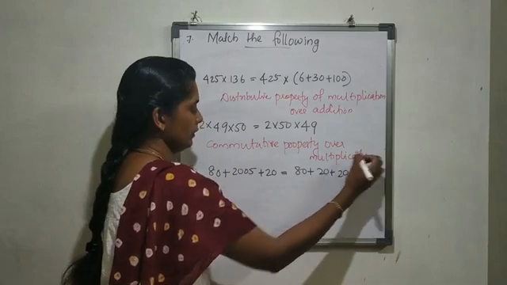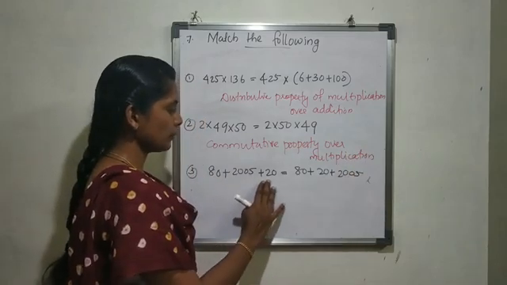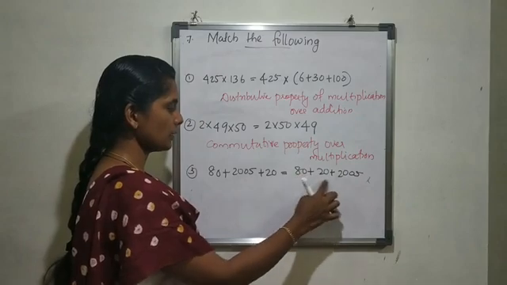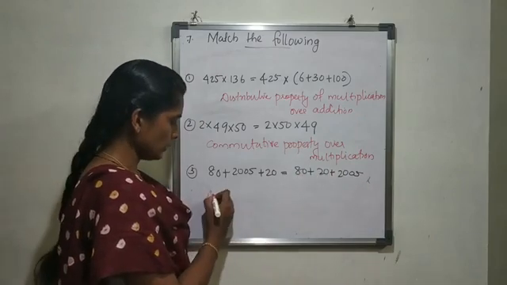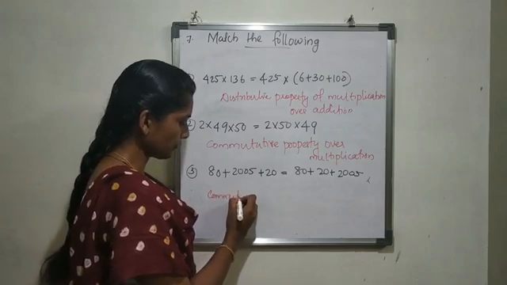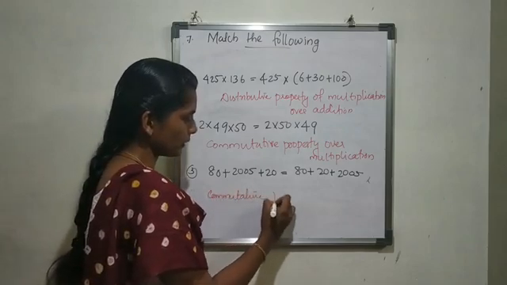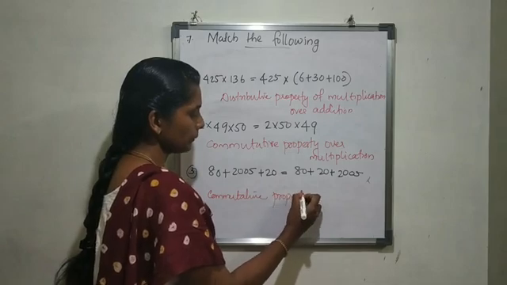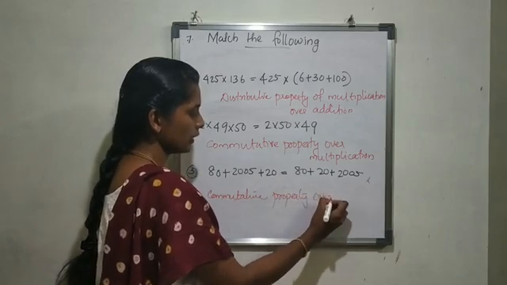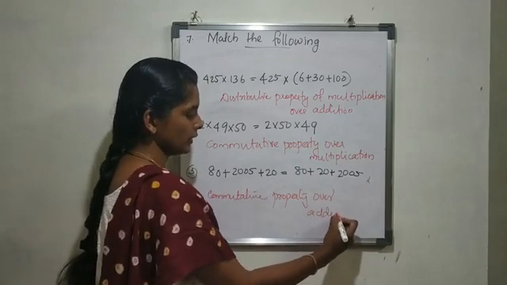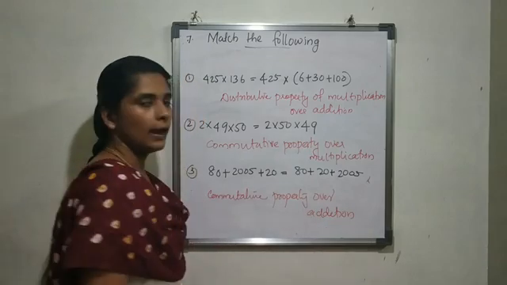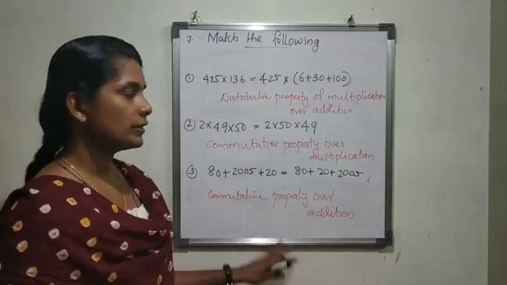Then this one, 80 plus 2000 plus 20. Here also change it to 80 plus 20 plus 2000. Just change these two. This is also commutative property. Commutative property over which one, addition or multiplication? Here it is addition, and therefore commutative property over addition. Okay, here is the end of this exercise.